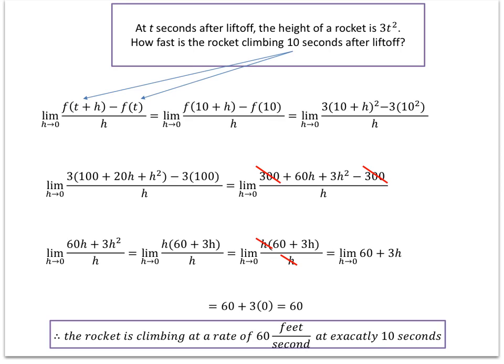Okay, so therefore the rocket is climbing at a rate of 60 feet per second at exactly 10 seconds, and that's what this definition says, at exactly 10 seconds. If I wanted to find the average rate, then I may be looking, say, from 10 to 11 seconds. But in this case, I'm looking at exactly this. So that's the whole point of letting h go to 0: I'm finding my average rate of change as close as I can to 10 seconds.